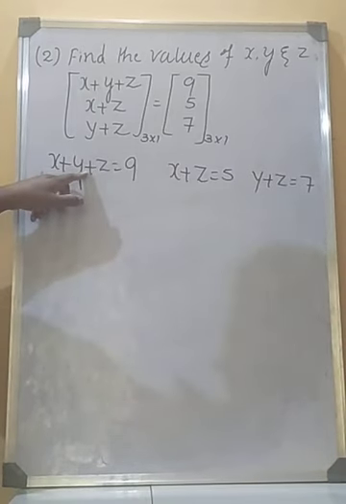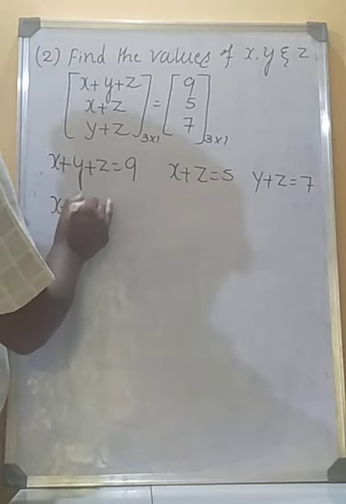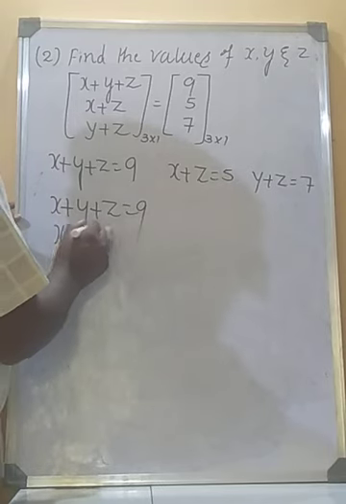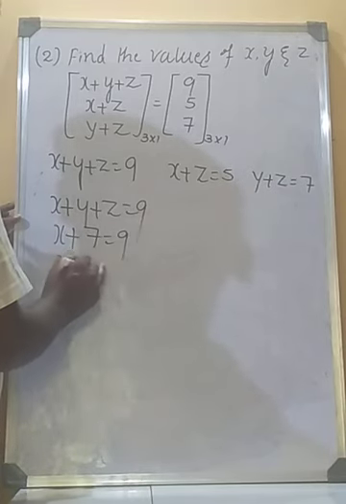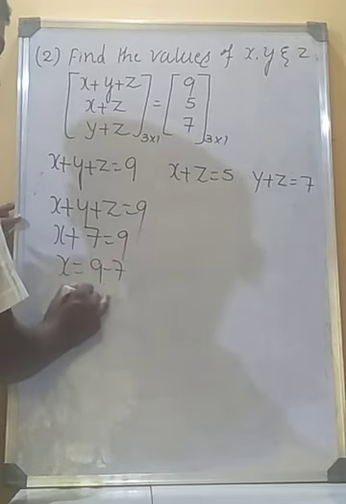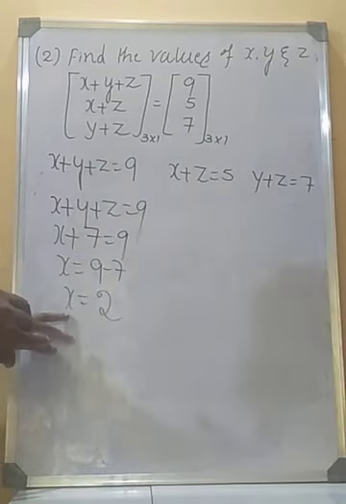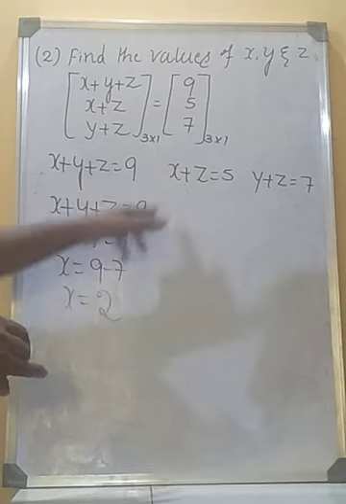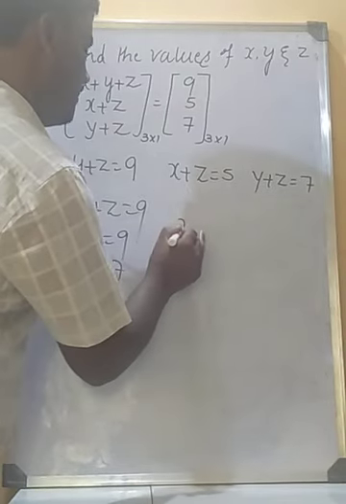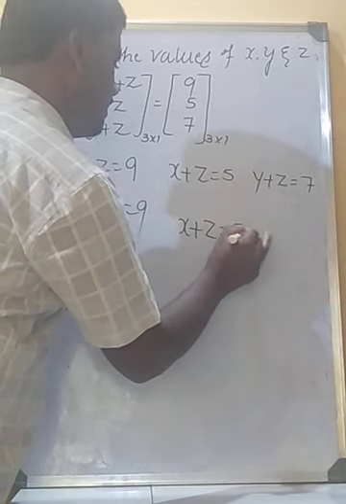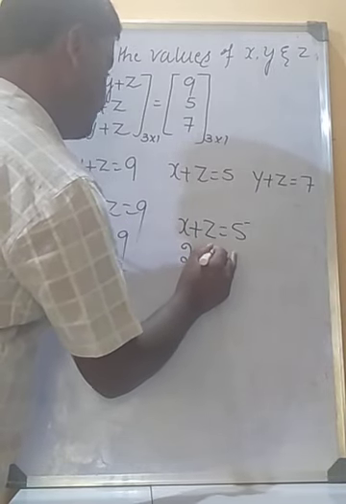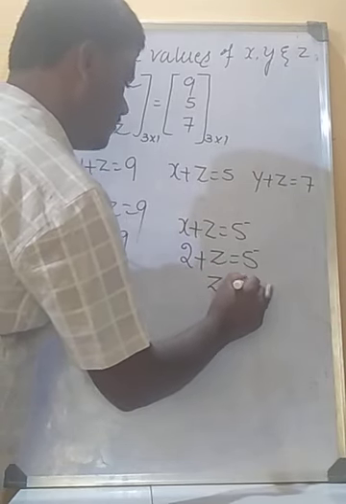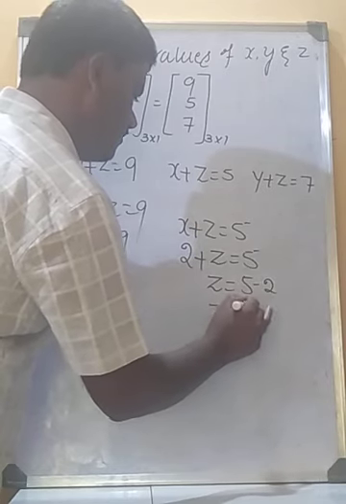So substitute in this equation. X plus y plus z equal to 9. Therefore x plus 7 is equal to 9, so x is equal to 9 minus 7, x is equal to 2. The value of x is 2. Substitute x equals 2 in the second equation, x plus z is equal to 5. So 2 plus z is equal to 5, therefore z is equal to 5 minus 2, z is equal to 3.